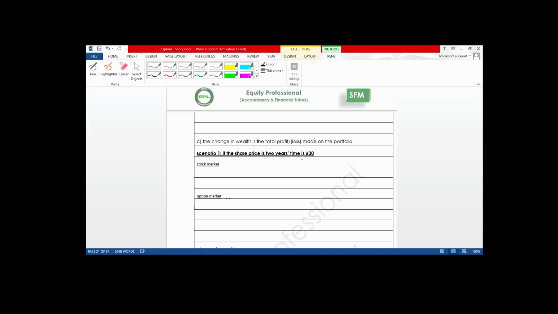Please remember one thing. You are dealing with two markets. We have the stock market, where you can buy shares or sell shares. We have the option market, where you can hedge against fluctuation in your investment value.